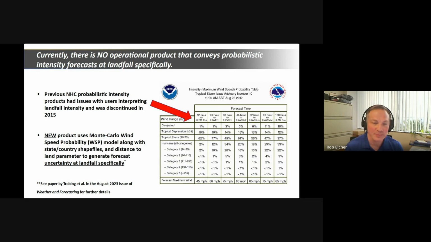And I think Ben's on the call, so he can tell you a little bit more about the actual development of the product. But as you might remember, about 10 years ago there was a table product that looked like the table there on the right side of your screen. That showed the probability of various intensities at very specific hours. That was discontinued in part because users would misinterpret what they thought was a landfall intensity. So the product that Ben was working on was specific to landfall, figuring out the intensity at landfall specifically.